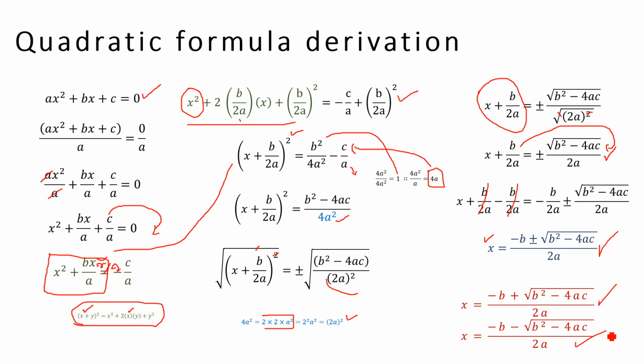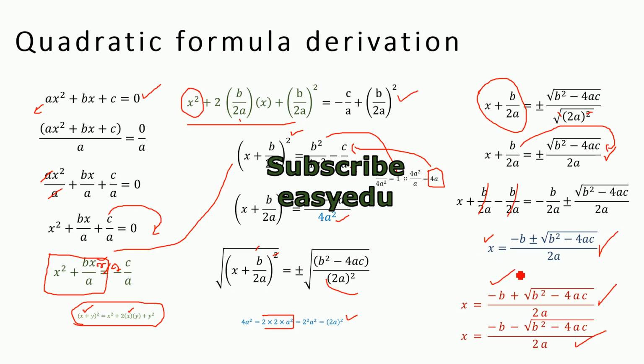Now if we have any equation with some integer values for a, b and c, if we substitute those values in this equation, we will get the value of x1, and if we substitute those values in this second equation, we will get the second solution for the equation, and we can use this quadratic formula to solve any quadratic equation.